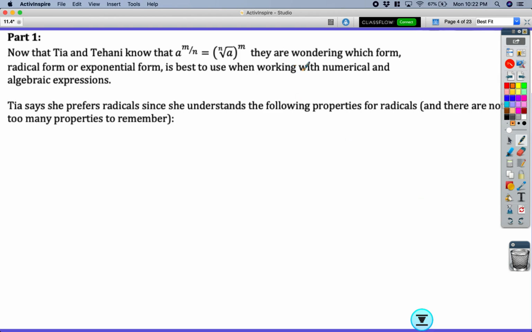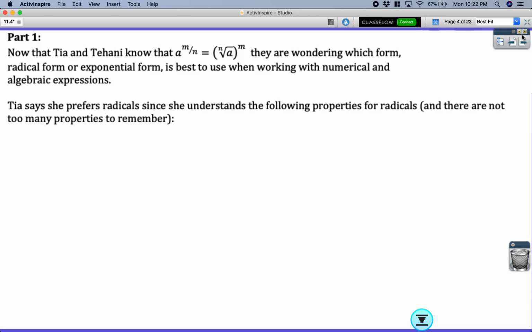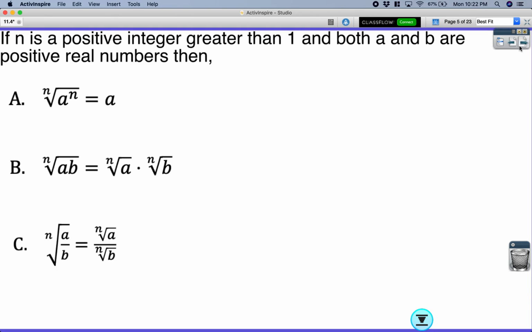They wonder which form, radical form or exponent form, is best to use for working with numerical and algebraic expressions. Tia says she prefers radicals since she understands the following properties for radicals. There are not too many properties to remember. So here's all the radical properties.